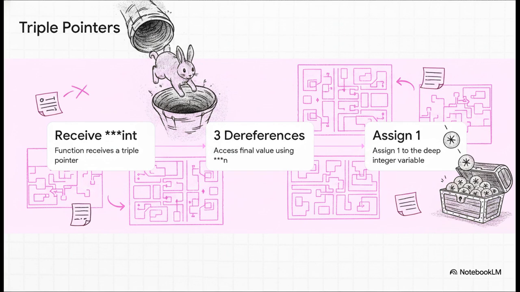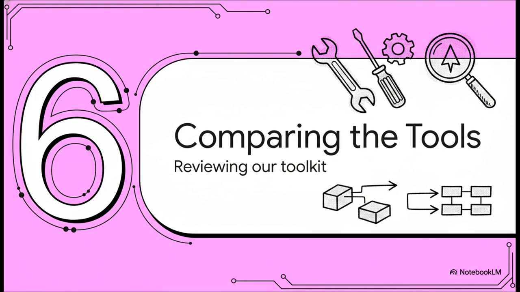And this just brilliantly illustrates the elegance of Go. To change the value at the very bottom of this chain to 1, we just apply the asterisk 3 times in our code. Triple asterisk n equals 1. Follow map 1, follow map 2, follow map 3, open the box, and drop in a 1. The underlying logic we learned with our very first sticky note applies perfectly no matter how deep the rabbit hole goes. Finally, Section 6, Comparing the Tools.